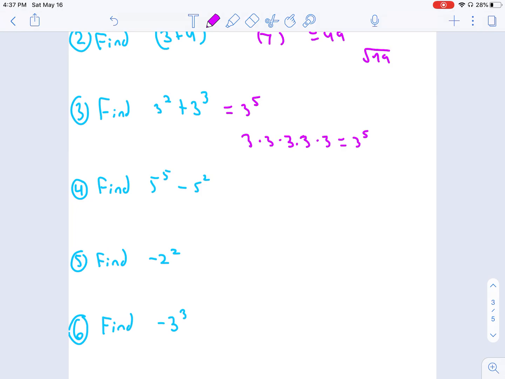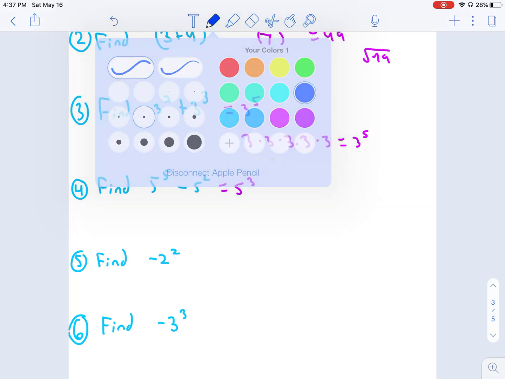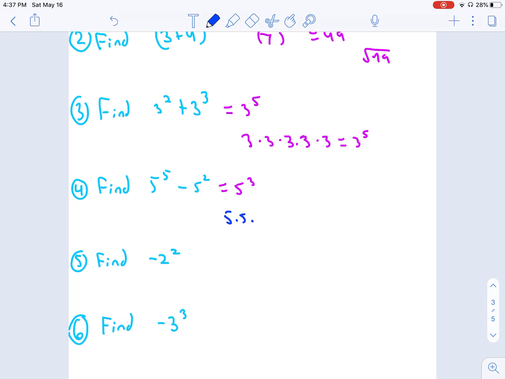Okay, 4. Find 5 to the fifth minus 5 to the second. Again, since the bases are the same, you would do 5 minus 2, subtracting the powers, and then you get 5 to the third power. Or you can just do 5 times 5 times 5 times 5 times 5 minus 5 times 5. And then these cancel out. Then you get left with 5 to the third.